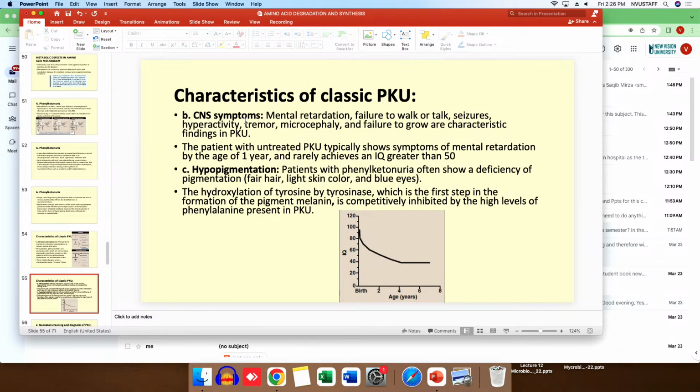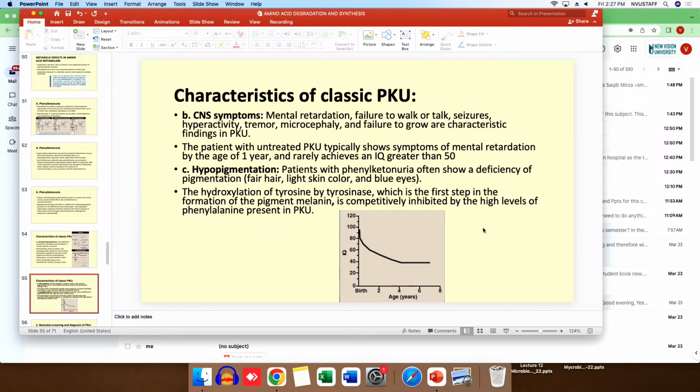Then there will be a delay with speech, delay with motor function, delay with development in general, and hyperactivity that is coming from the CNS, and failure to grow. So when you look at these babies, first of all, they look blonde, all right, and very pale. Okay, plus they are smaller. They are shorter and their weight is also smaller.